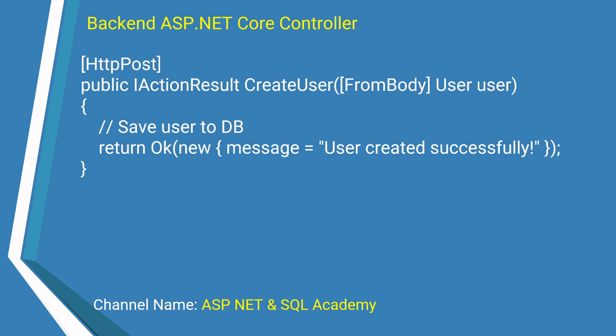On the backend, we create a controller with a POST action. The createUser method receives the user data from the request body. We can then save it to a database or perform other business logic. Finally, we return a response, for example, a success message.